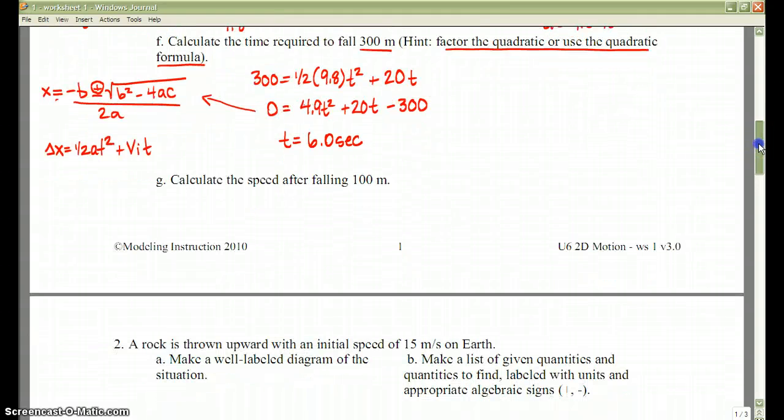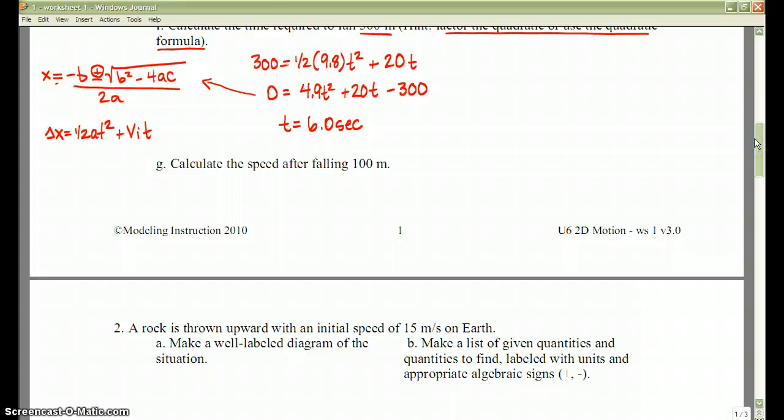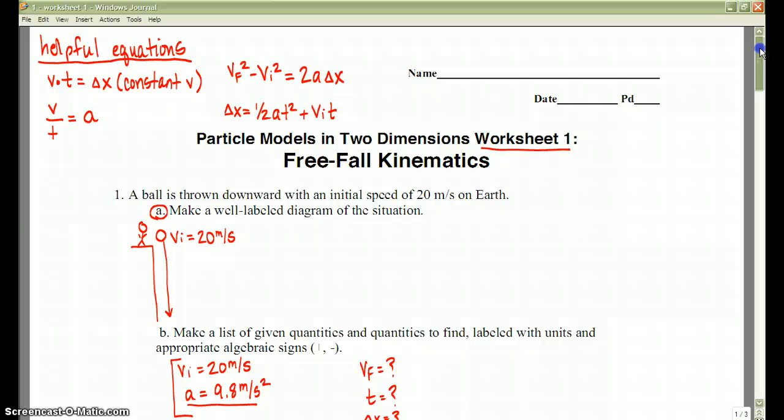The very last one then, calculate the speed after falling 100 meters. Alright, so calculating our speed. It wants to know how fast it is going after it has fallen 100 meters. We know from our given other problems that we have a velocity initial of 20. We have a final velocity we're trying to solve for, and we have a distance.